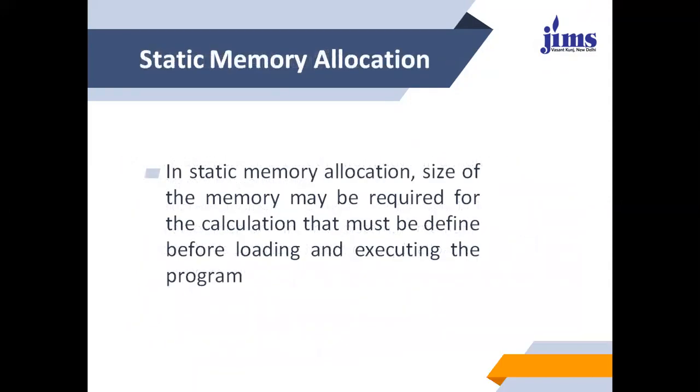As I've already told you, memory allocation has two core types. One is static memory allocation, in which the program is allocated memory at compile time. In static memory allocation, the size of the memory required for the calculation must be defined before loading and executing the program. In case of dynamic memory allocation, the programs are allocated memory at runtime. It is the process of assigning the memory space during the execution time or the runtime.